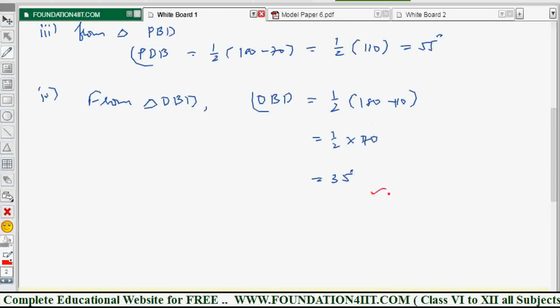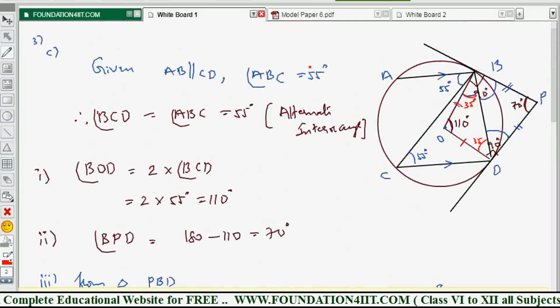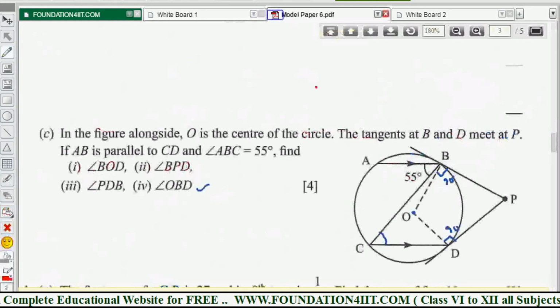Yes, these four angles are asked in this way. You only need to apply the properties and find the particular angle based on the diagram. You need to write the steps clearly. Okay, this is about question number 6.